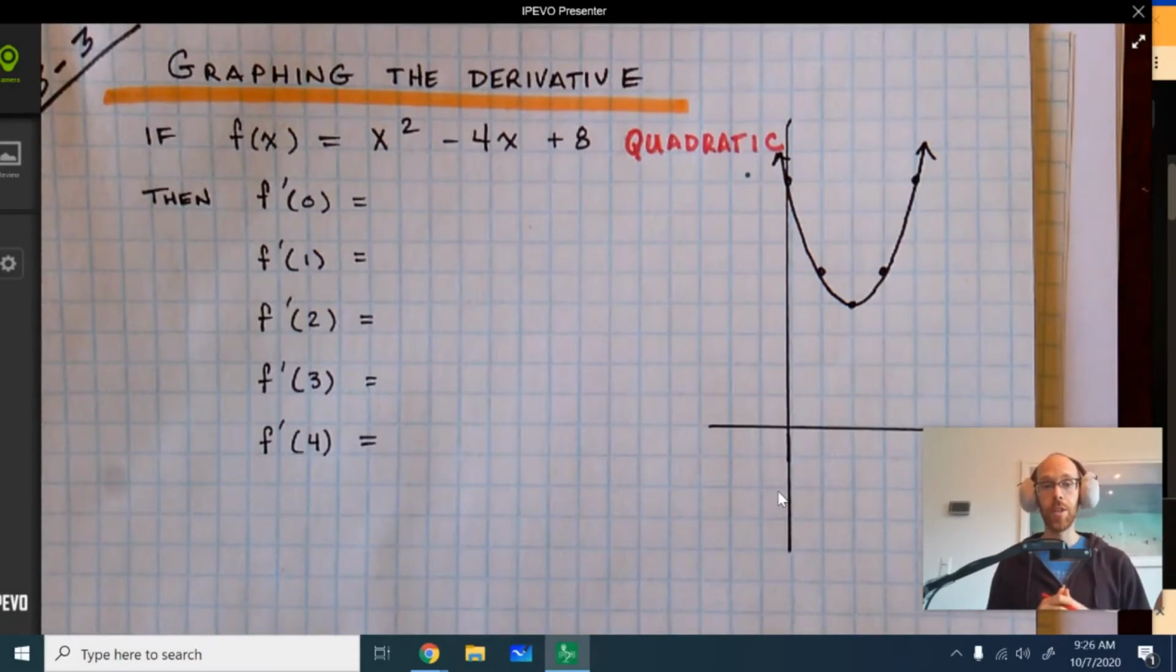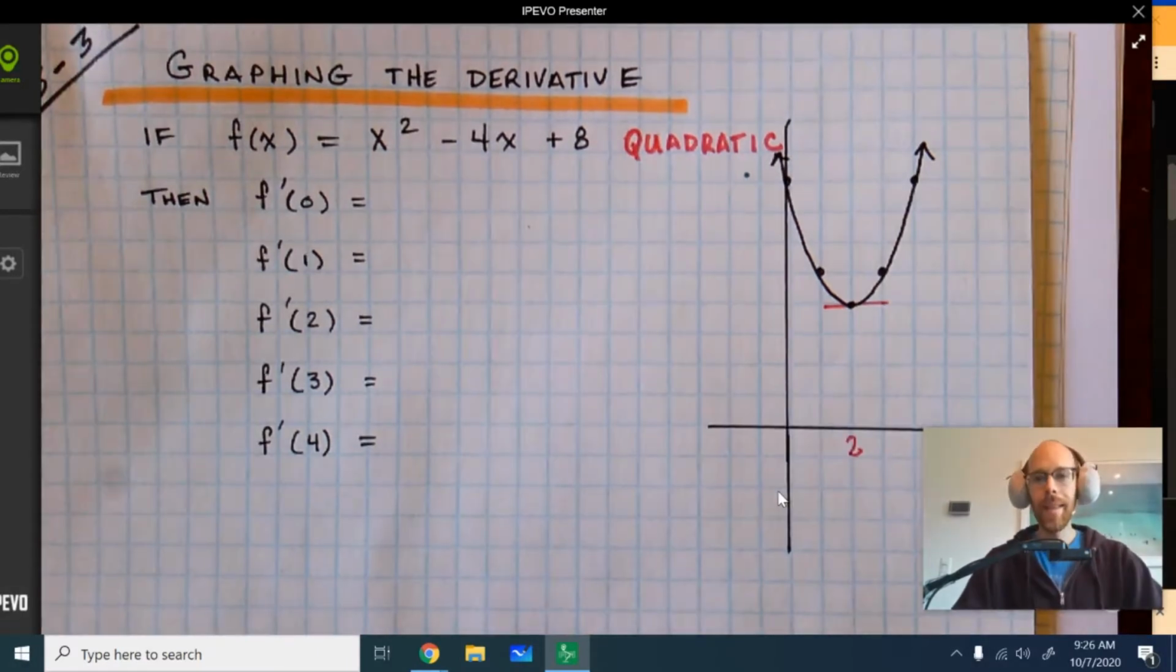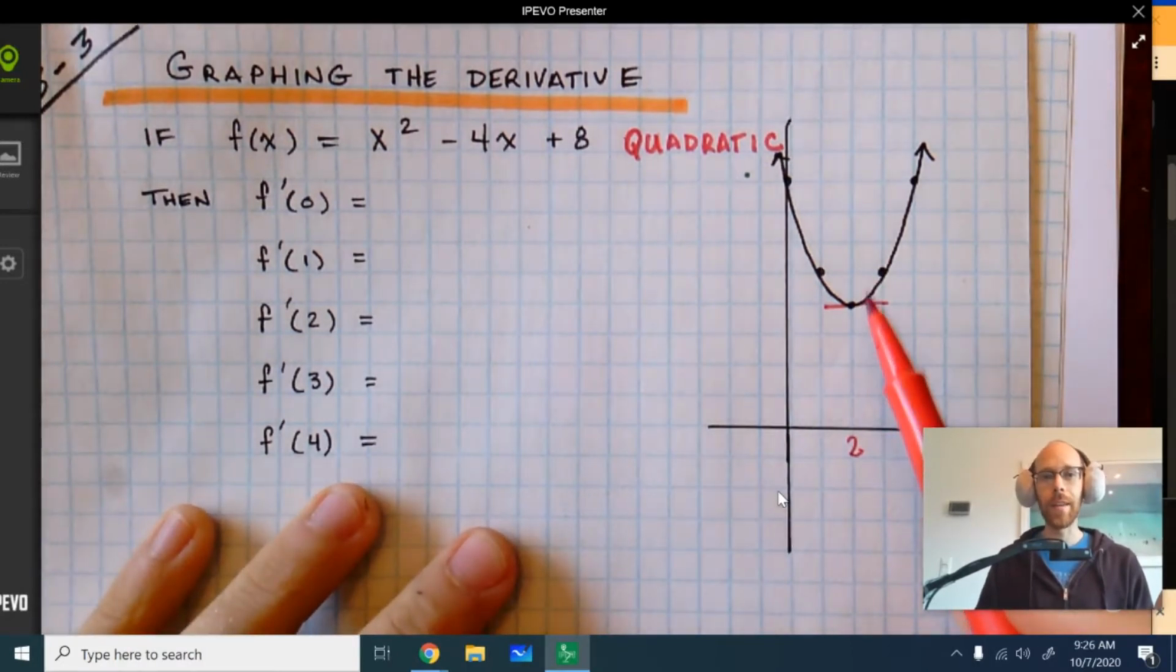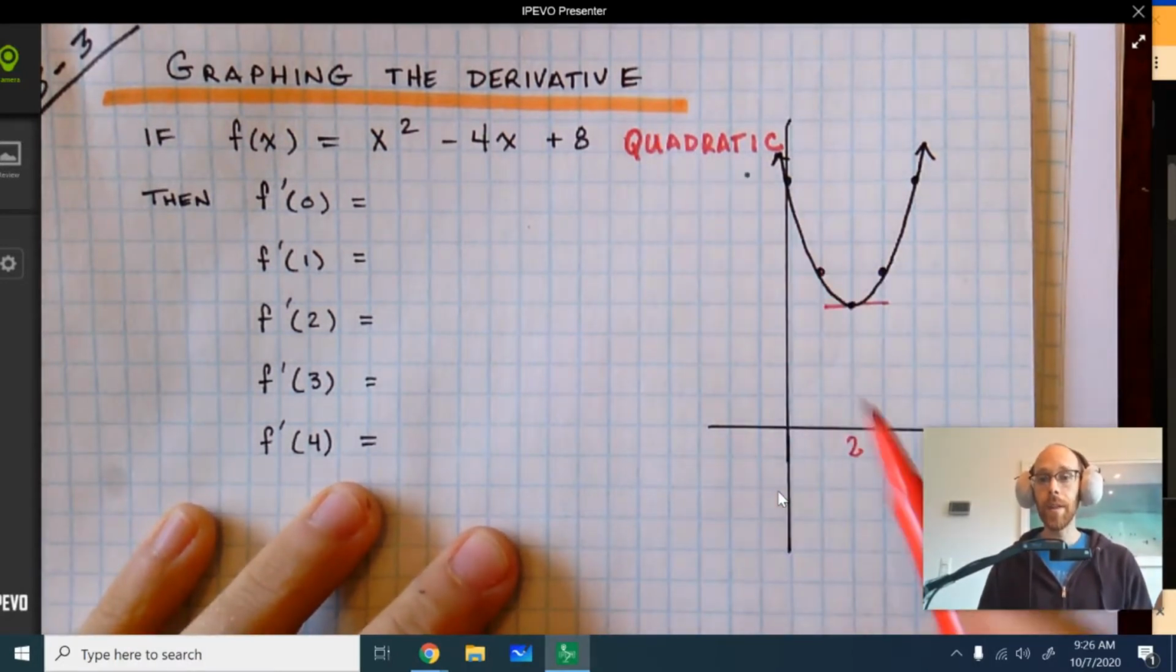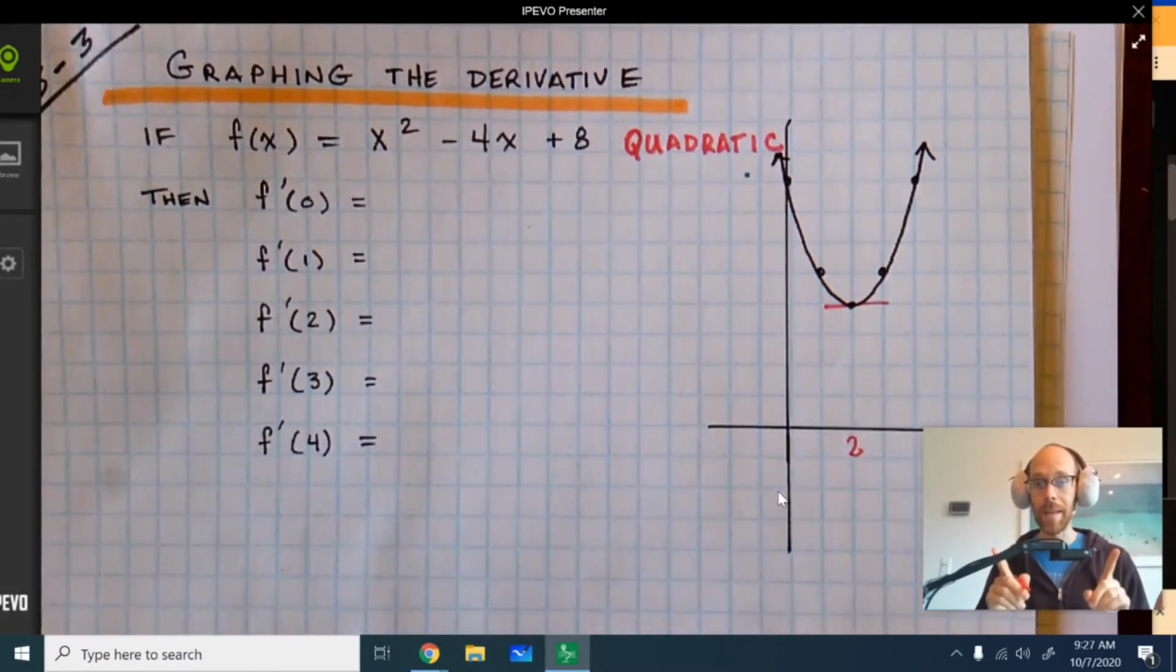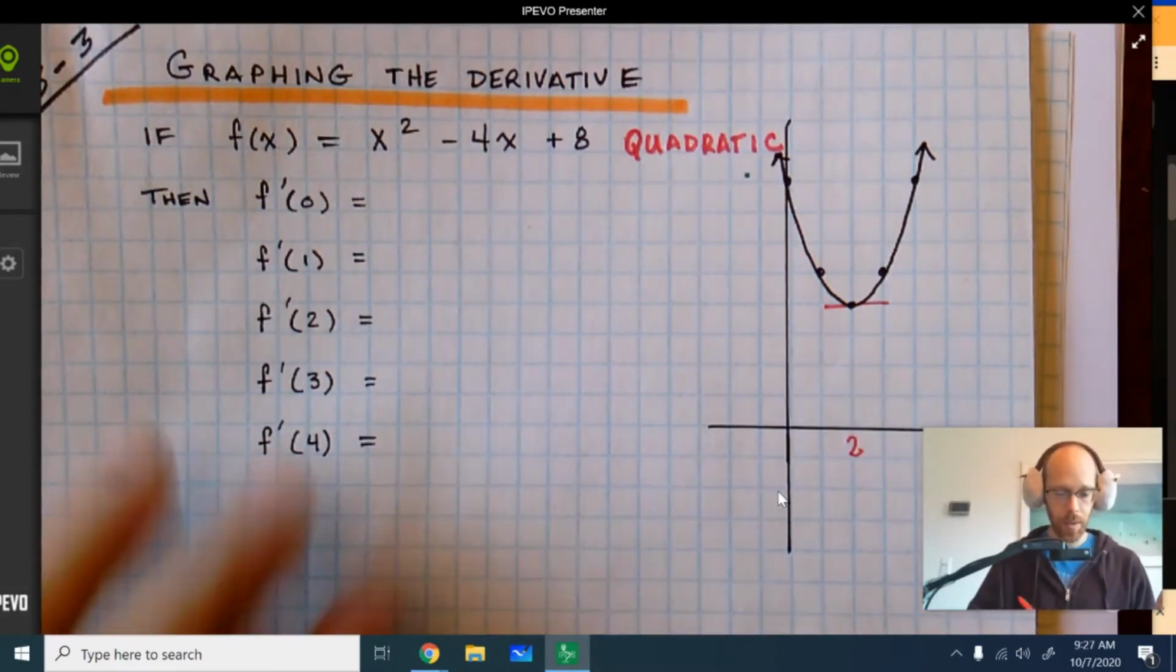Now I'm going to suggest to you that one of those derivatives you can find just by looking at this picture. Can you tell me which one that would be? That's right, it's at 2. If you look at 2, that's where the vertex of the parabola takes place. We know that at the vertex we have a horizontal tangent line, which means that we know immediately that the derivative would be 0.